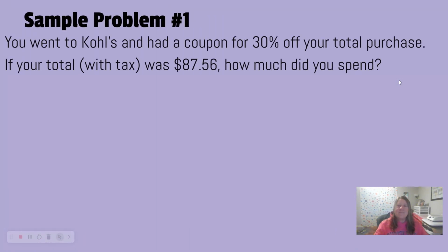Okay. So I'm going to show you how you calculate a discount. So let's say you went to Kohl's and you had a coupon for 30% off, because we're not shopping at Kohl's unless we have a discount. We're not going to worry about the tax thing again, just like when we were calculating the tip. We're not going to worry about all of that. So let's say it was $87.56. We need to figure out how much was your discount and also how much did you pay.